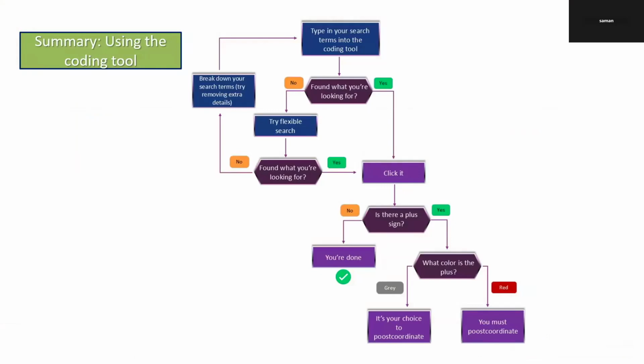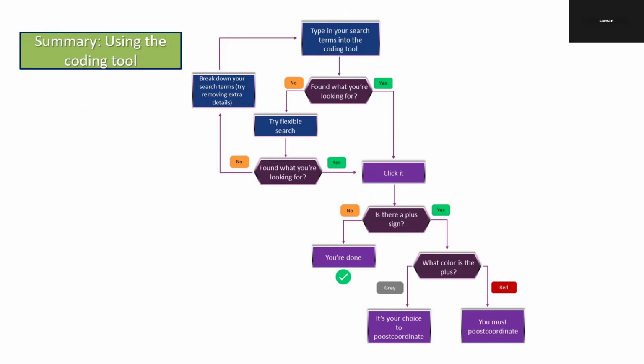So here is the summary of using the coding tool. In an upcoming session, we will go through some more coding examples. This chart shows you how you use the coding tool. You type in your search term in the coding tool. If you have found what you are looking for, you just click it. If there is a plus sign, if it is a gray plus, you have the choice to post-coordinate. If it is a red plus, you must post-coordinate. We will discuss this feature in the next video. If there is no plus sign, then there is nothing you have to do, you are done.